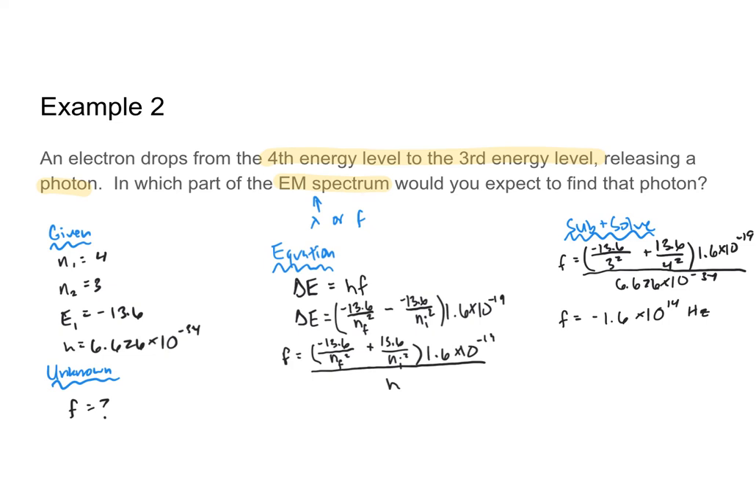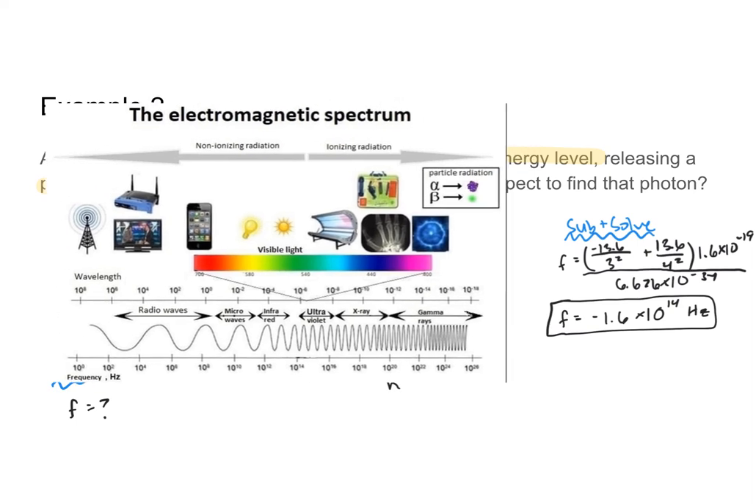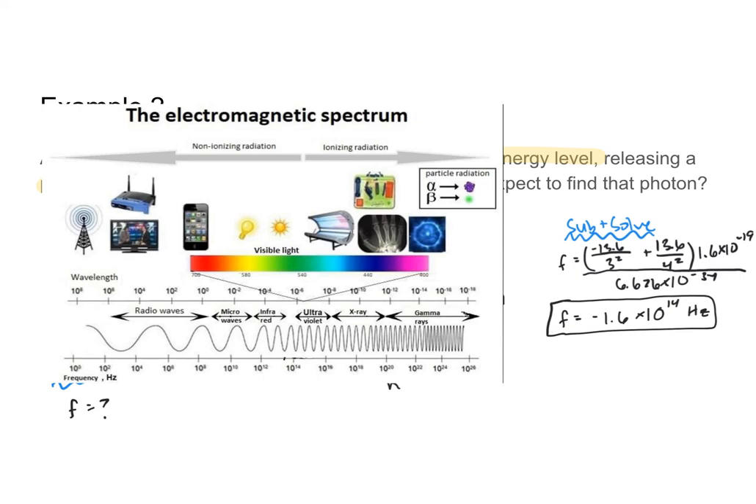So now all I have to do is take this value for my frequency and figure out what part of the electromagnetic spectrum that puts me on. Looking at my electromagnetic spectrum, I see that 10 to the 14th hertz, right here, puts me nicely in the spectrum of visible light. So there you have it. There is my answer. The frequency of the emitted photon is going to be in the visible spectrum.